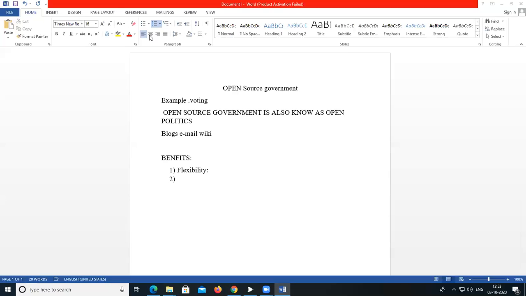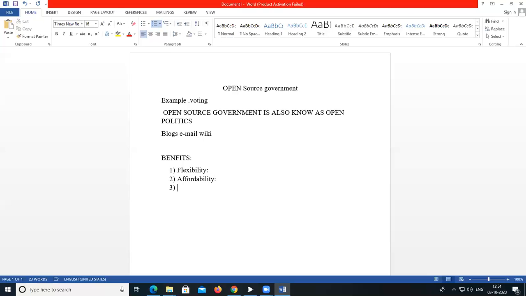The next benefit is affordability. In this, open source software is usually available at a much lower price than any commercial product. Means open source software is mostly available at a low price.